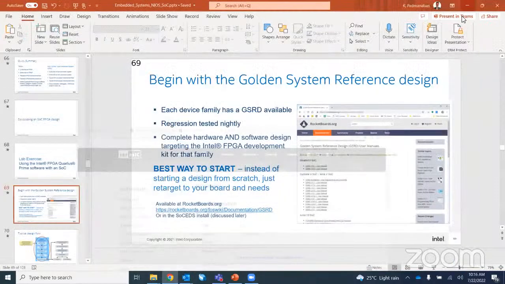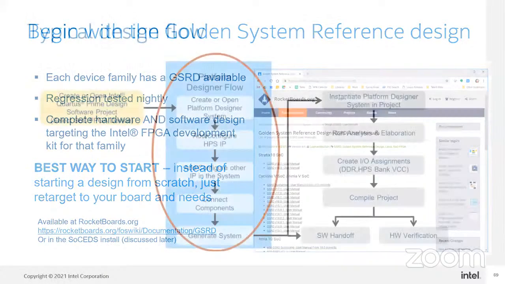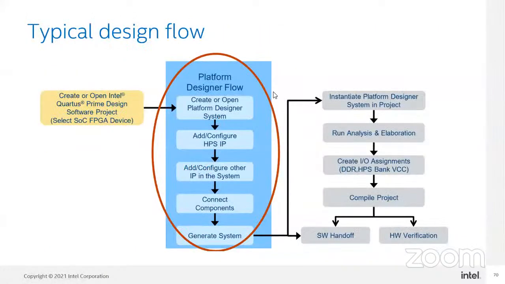Okay, now let us move on to the lab. After you download the Golden Hardware Reference Design, either from the Terasic website or from rocketboards.org, you can see that this is the Golden System Reference Design Manual. After downloading that, what you are supposed to do: this is the typical design flow which we are going to follow.